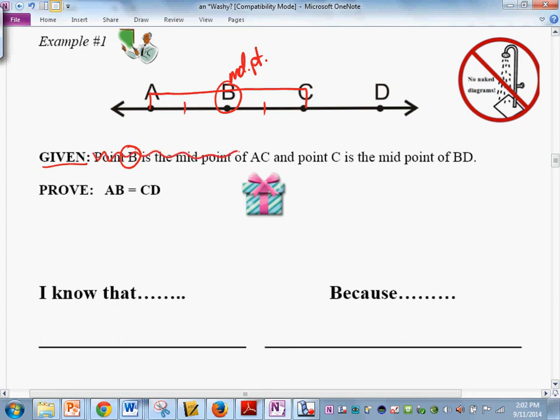Mark it. Now watch. As soon as you account for something, cross it out so you don't get lost. Point C is the midpoint of B to D. So bracket, second midpoint, double hatch. Okay, so the red has a midpoint, the blue has a midpoint. And you see those hatch marks.